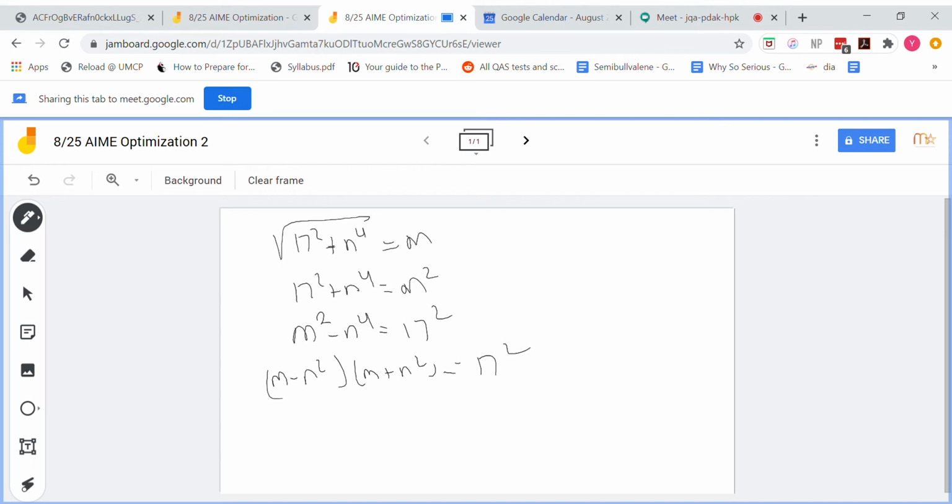And so there's multiple ways we can factor this. So first thing, we can have either 1 and 17 squared, or 17 and 17. So in the first case, we get n squared equals 17 squared minus 1 over 2, which is 144, which gives n equals 12. Or in the second case, we get n squared equals 17 minus 17 over 2, which is 0, which gives n equals 0. And so our answer in this case is n equals 12.